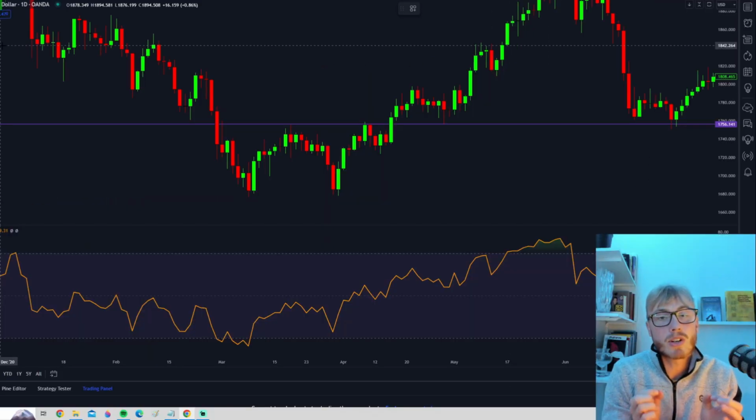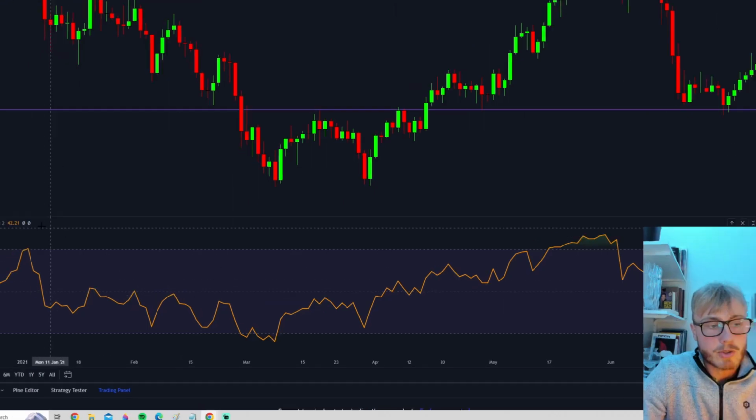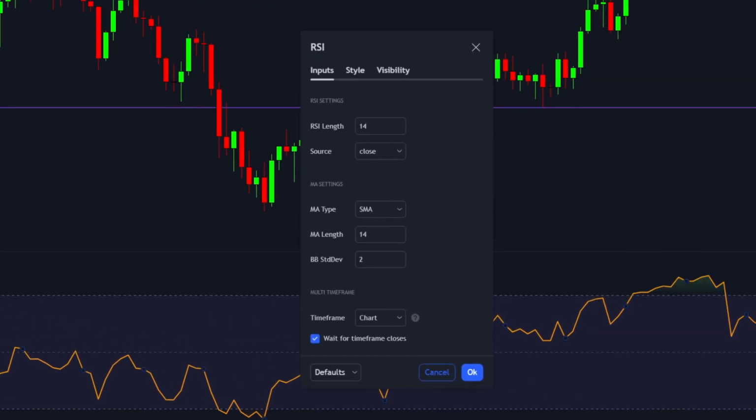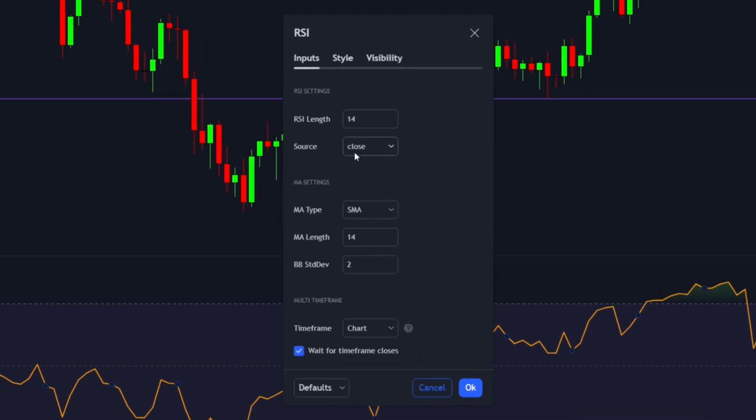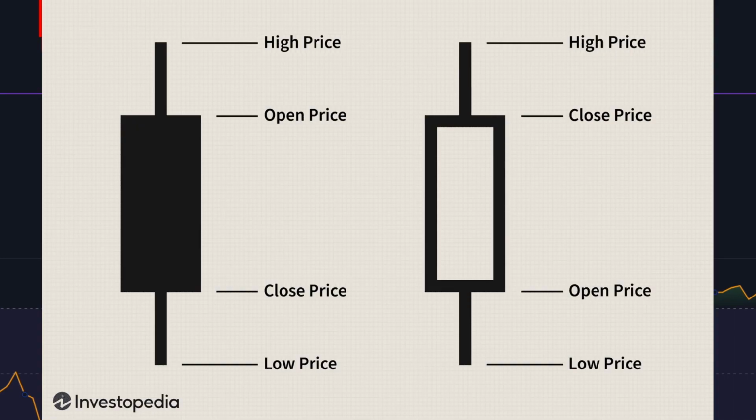Now guys, I want to talk about my RSI bonus tip number 1. And that is to go up here to the RSI settings. So we press on this cog right here. And if we go down here to where it says source, you can see that it says close right here. And this right here is the default setting of the RSI. And what this means is that the RSI indicator is calculated based on the closing point of the candle.